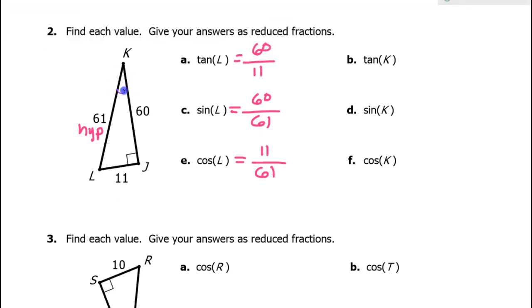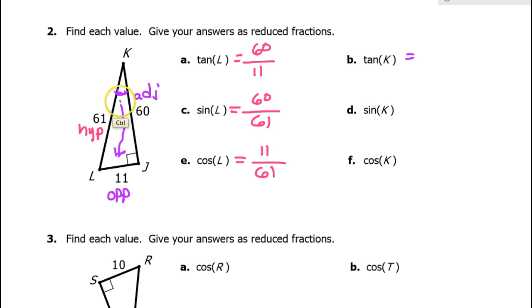All right, from the perspective of angle K, okay, 61 is still the hypotenuse, that doesn't change. But this 60 is right next to angle K, so that makes this the adjacent leg. All right, the 11 is across from angle K. That makes it the opposite leg.